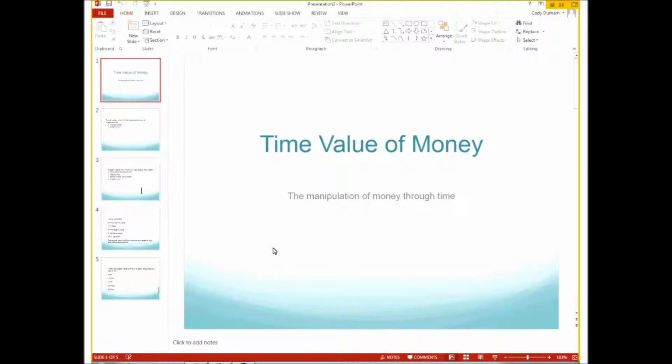Okay, so today what we're going to do is briefly go over the time value of money, talk about it a little bit, and then we're going to do one example. So basically the time value of money is just the manipulation of money through time. You're either moving it backwards or forwards, or rearranging the equations to find things like the discount rate or the number of periods. So that's really all it is. It's just an investment and you're just moving it through time to see what it's worth at that particular time.